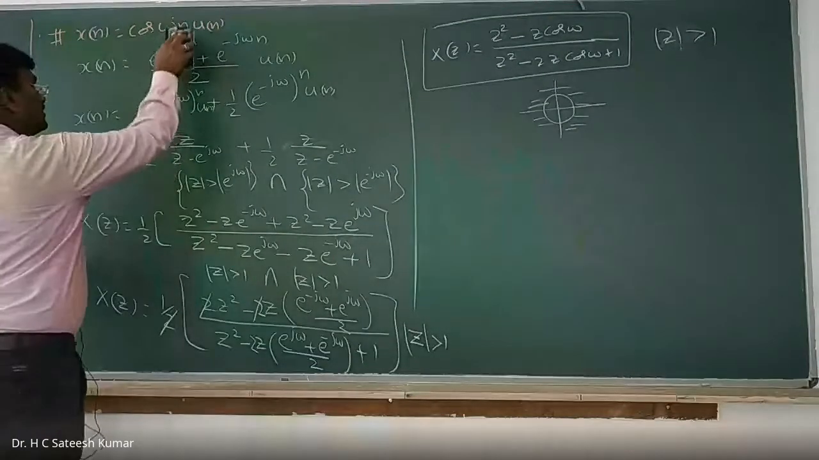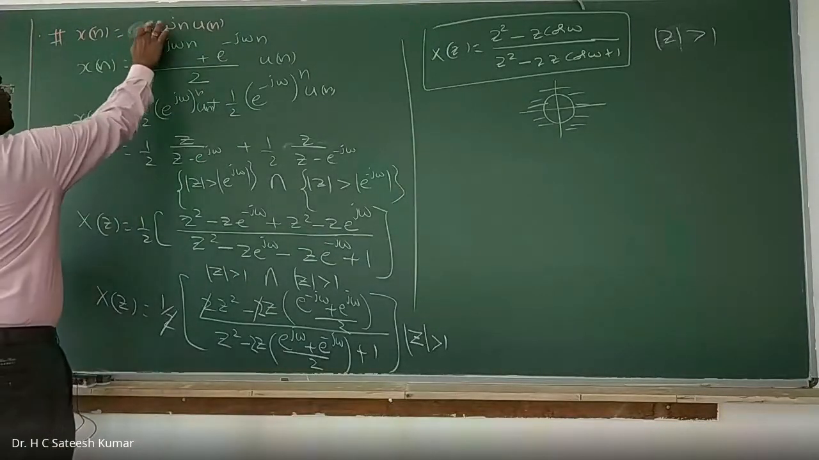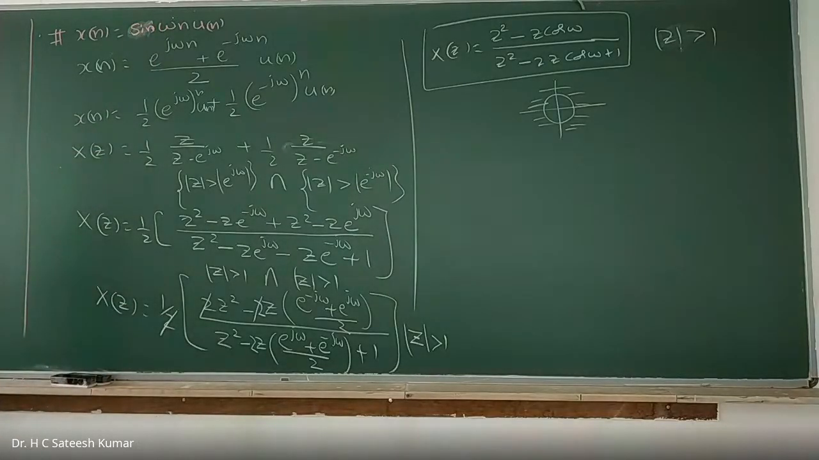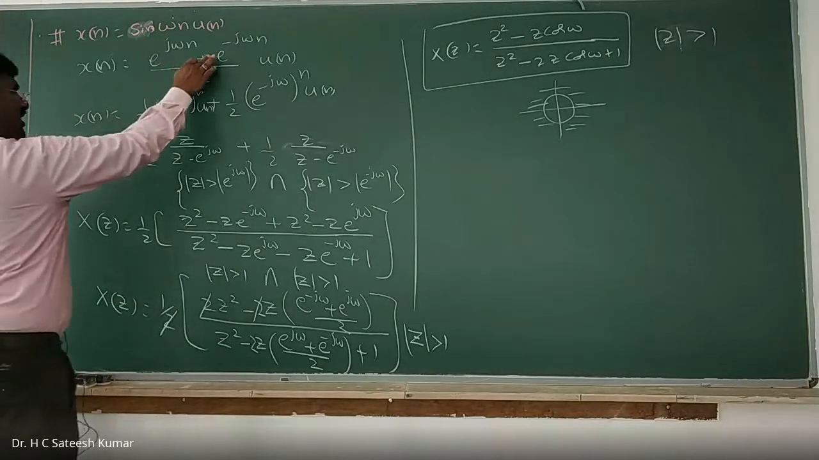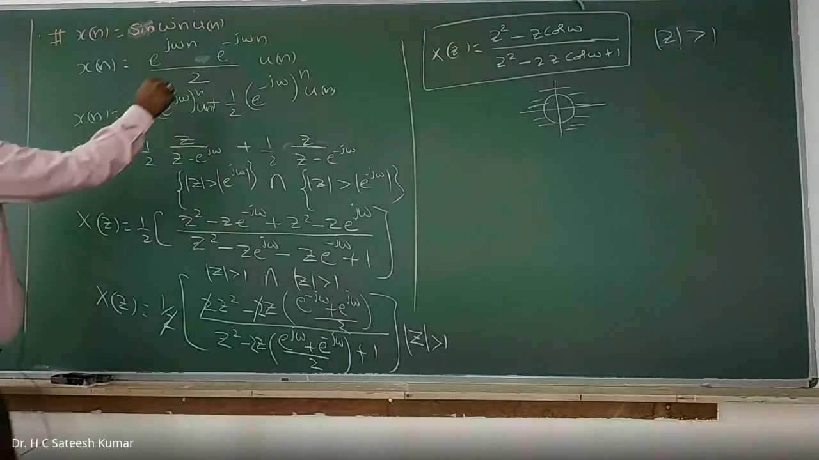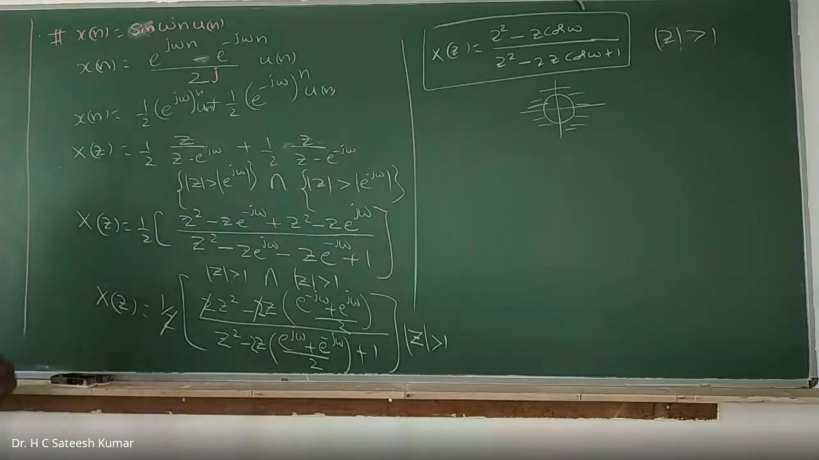Another problem. Same thing will be there. What will you get? x of n is equal to sine omega n. And what is this sine omega n? Sine omega n is nothing but e to the power of j theta minus e to the power of minus j theta divided by 2j. 2i or 2j? Oh, correct.